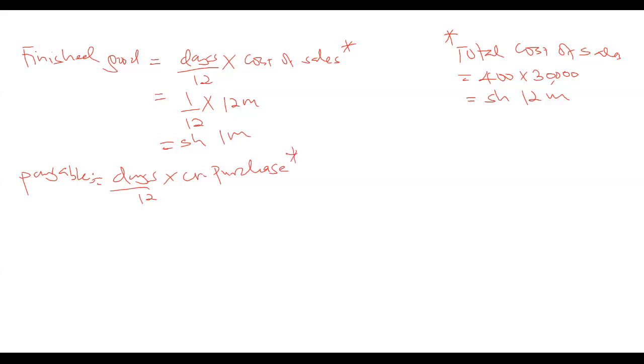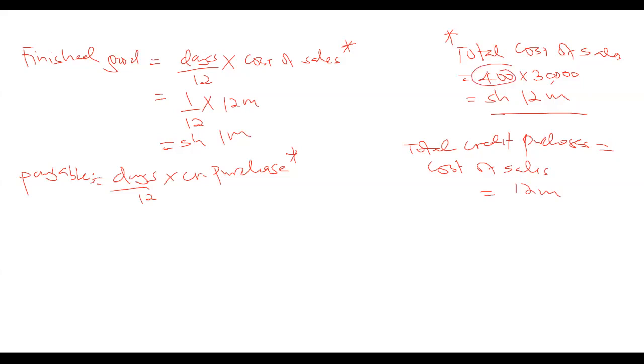Therefore, in a year, the total credit purchases, if anything, you're going to assume is equal to the cost of sales, which we have here already, 12 million, which is 400, the cost per unit, multiplied by the units in a year, okay? As for note 4, suppliers give you 1 month. So 1 month over 12, times the total purchases we make from them on credit, gives us also 1 million, okay?